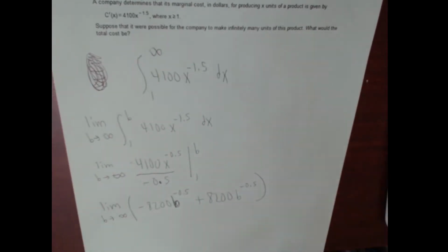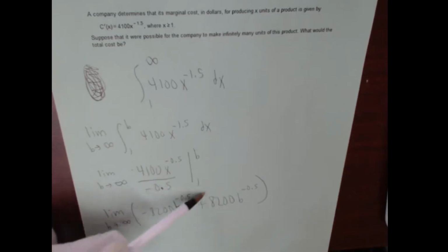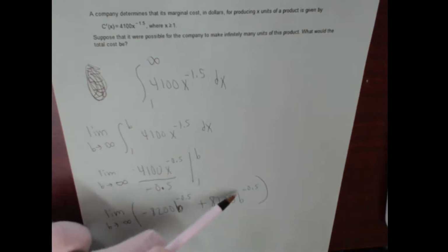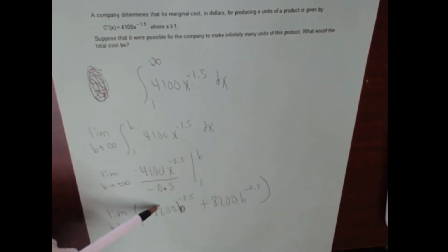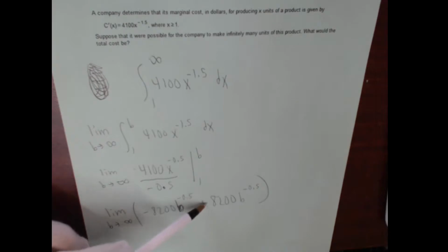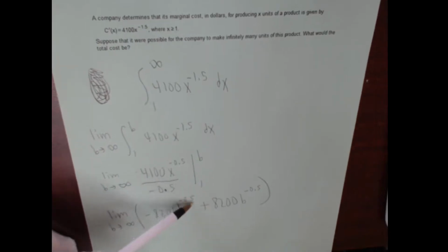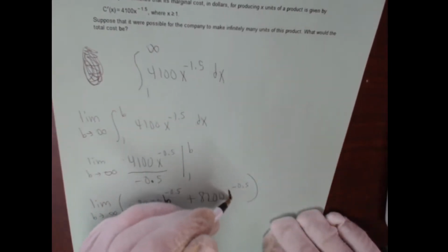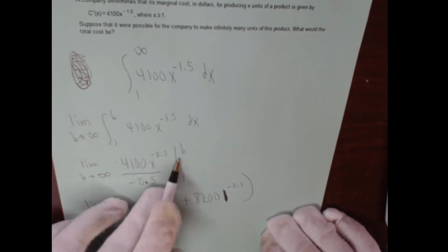So I skipped a couple steps right there. If you have a question, please email me. Basically, this is dividing by a half, which is the same thing as multiplying by 2. So that's how the 4100 became 8200. The x got replaced by b, and this first one was negative, and then when we evaluated it, we needed to subtract this negative, which then turns this into a plus. And I actually made a mistake right here. This should be a 1 right here, because we put in the b and then we put in the 1.